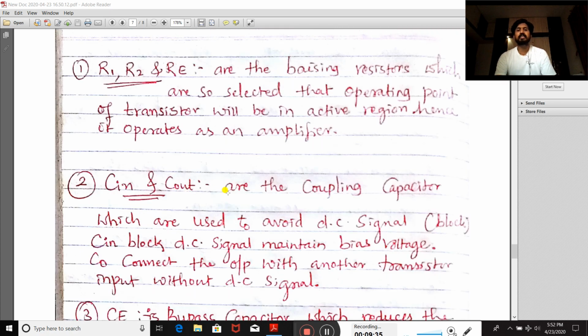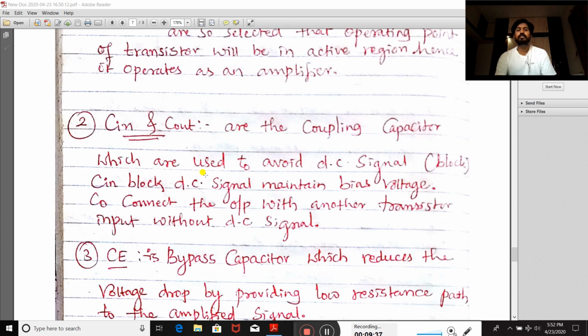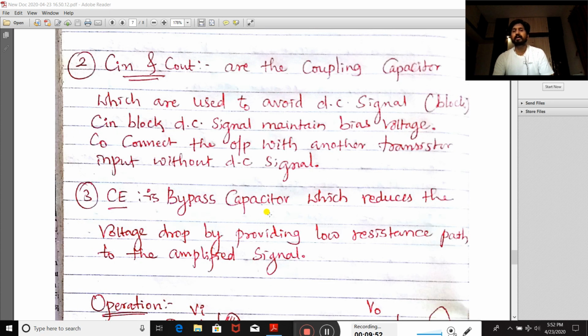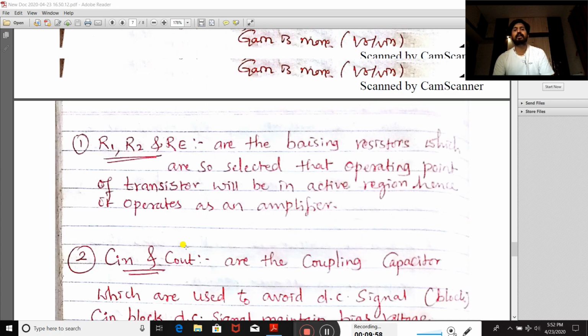Then C in and C out are the coupling capacitors, which are used to block the DC signal. C in blocks the DC signal and maintains the bias voltage. C out connects the output with another transistor input without the DC signal. CE is the bypass capacitor, which reduces the voltage drop by providing a low resistance path to the amplified signal.